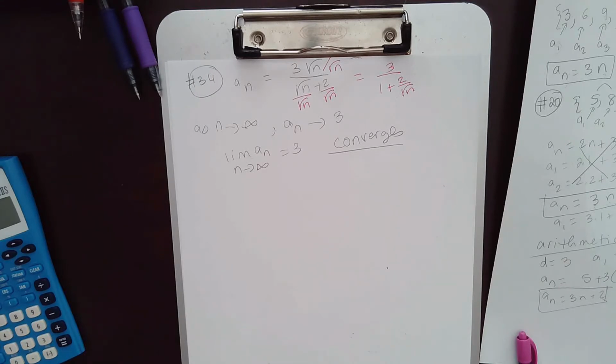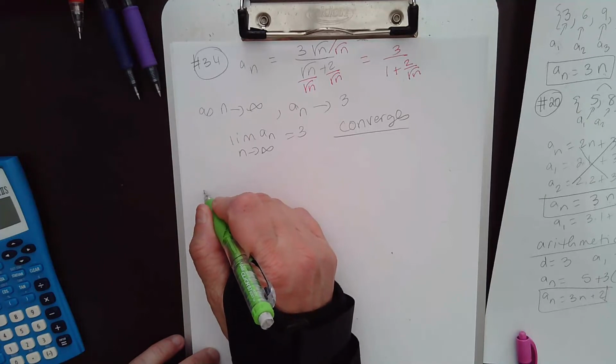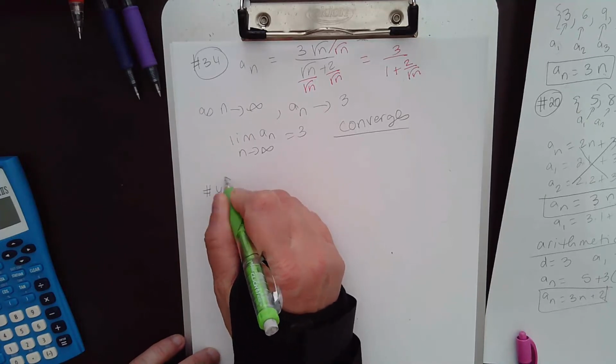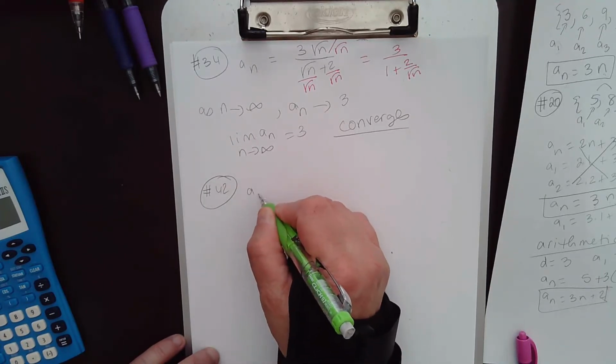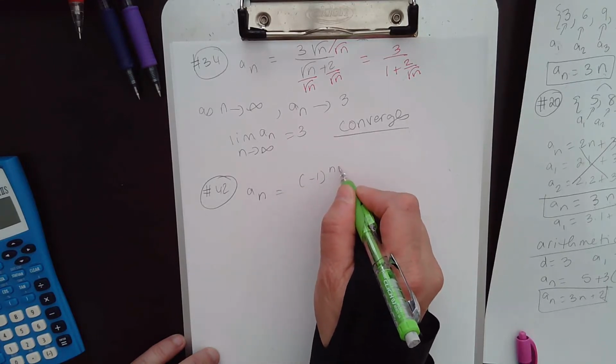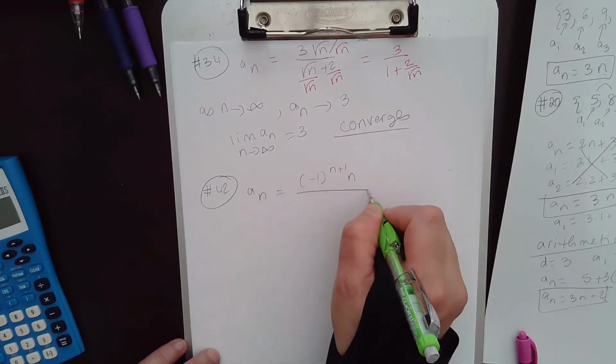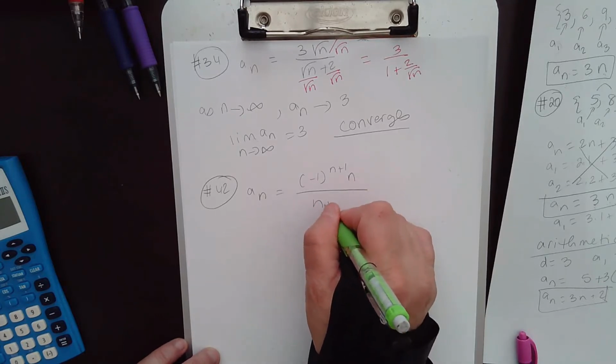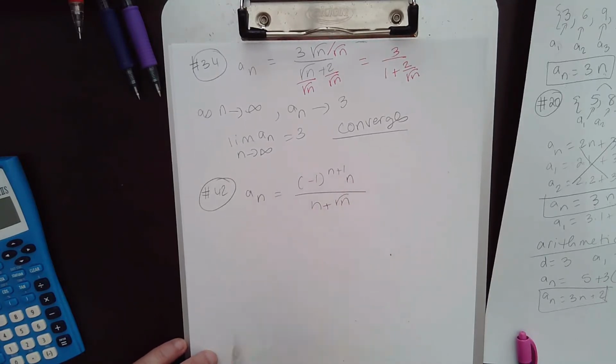Okay, so I'm going to give you one more problem. That's number 42. One with negative 1. Number 42.